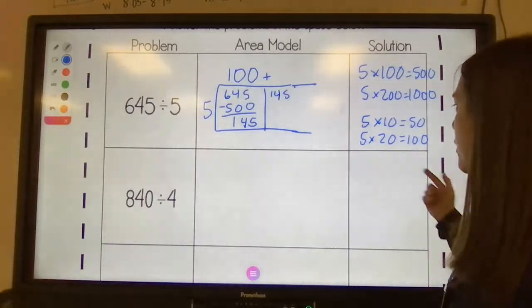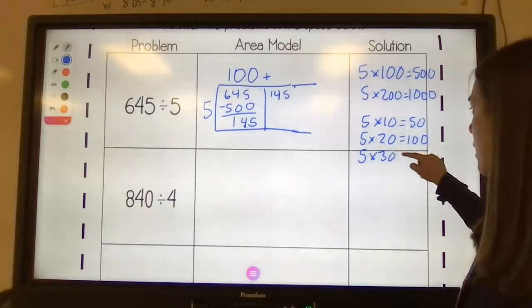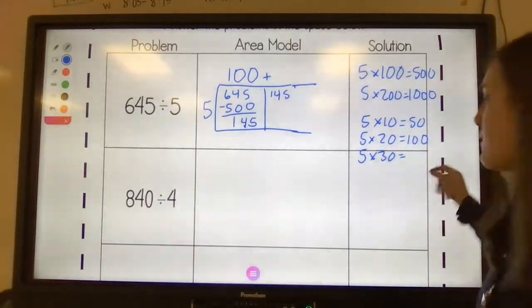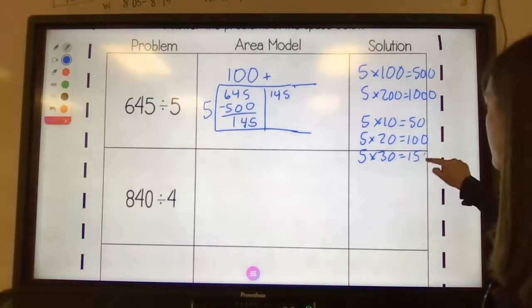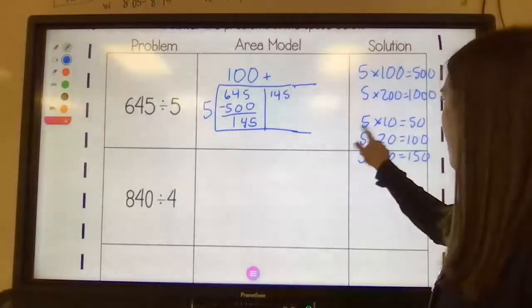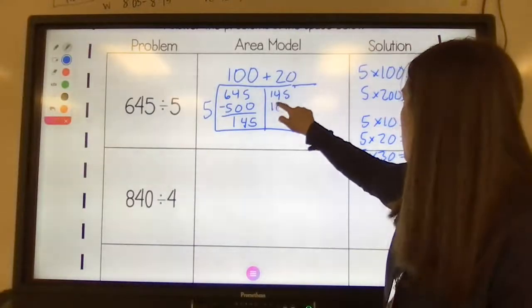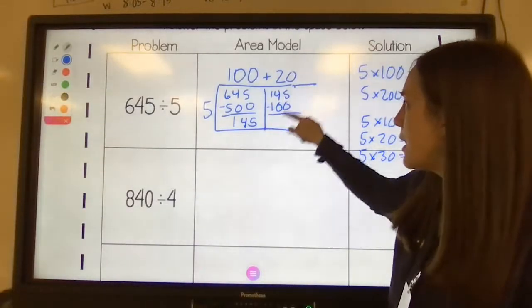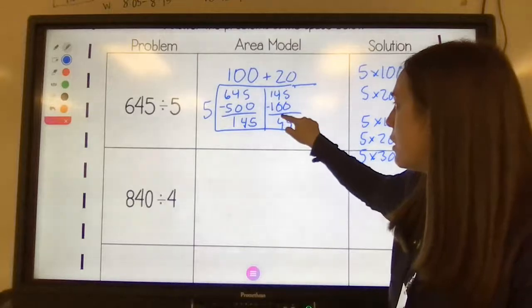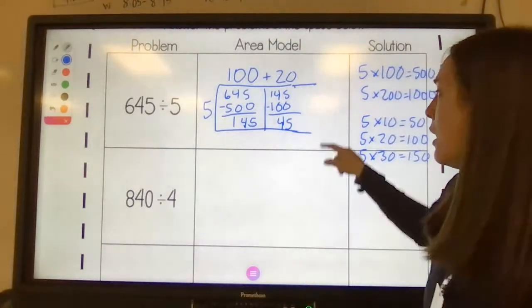If I did 5 times 30, 5 times 3 is 15, so 5 times 30 would be 150. I can tell that's too much. So I'm going to stick with 5 times 20, which is 100. I'm going to take that away, and I'm left with 45. So I still have 45 to work with.